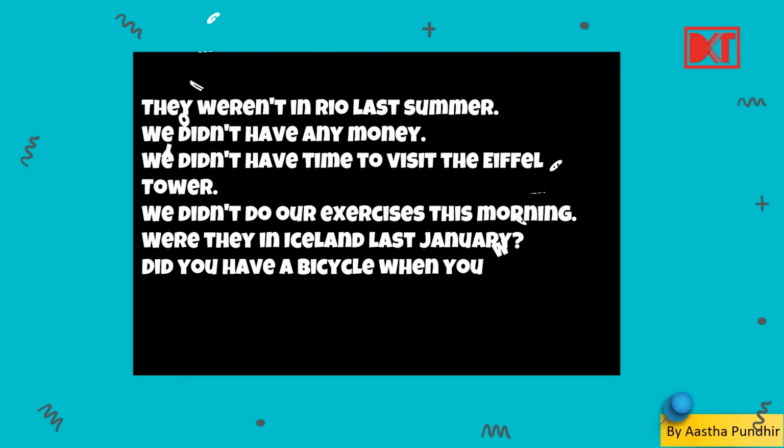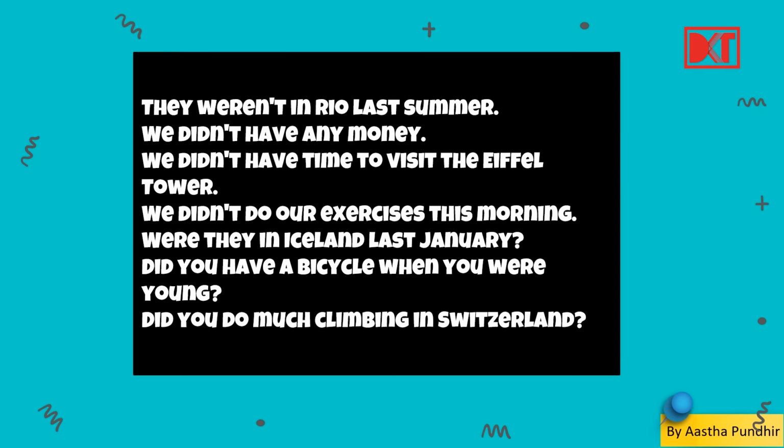Alright, so now these are a few examples of simple past. They weren't in Rio last summer. So simple past, negative, they were not. Right, यहाँ पे to be का conjugation हो रही है in the past tense. They were not in Rio last summer. Completed action in the past कि last summer Rio में थे ही नहीं, action complete हो गया. Similarly, possession के लिए we did not have any money.